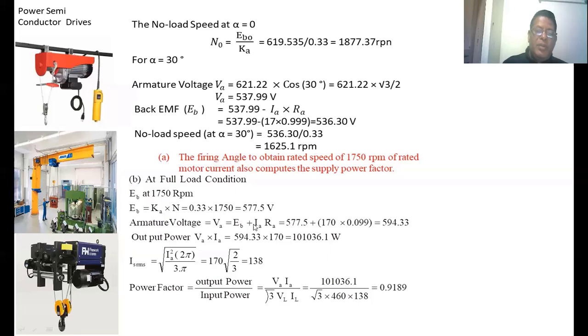VA equal to EB plus IRE. Substitute all the values. Here it is given the rated current, so you have to take 170 amperes. You're getting the 594.44 volts.